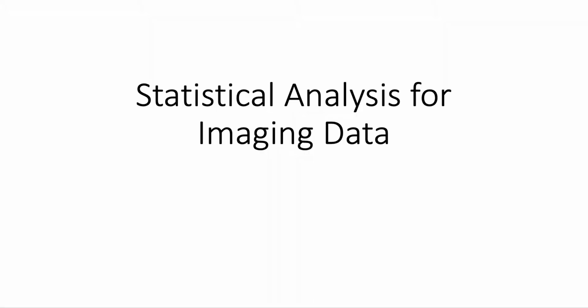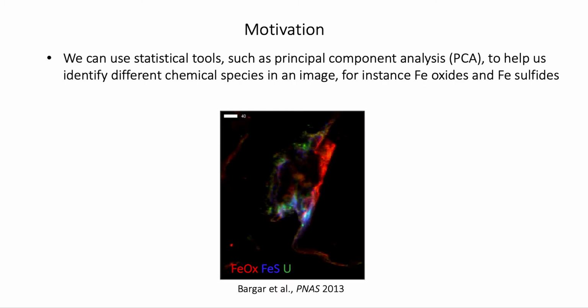In this video, I will give an overview of how to use statistical analysis for imaging data. The motivation for using statistical analysis for imaging data is to help us find the location of distinct chemical species in a map. For instance, the image on this slide shows the location of iron oxides and iron sulfides in a uranium-bearing sediment. Statistical tools allow us to objectively identify the location of chemical species in a complex matrix. They help us to pick out where chemical changes are, as opposed simply to changes in concentration.